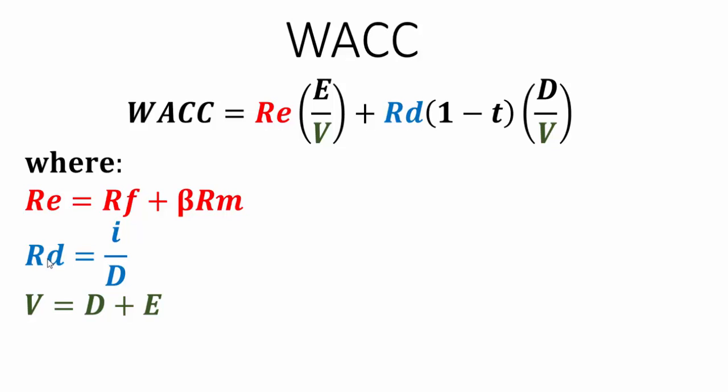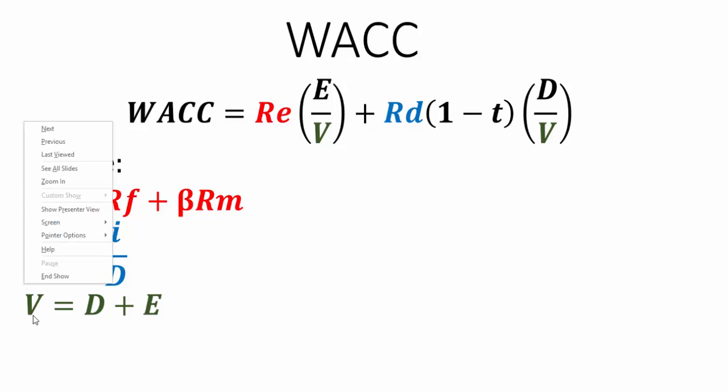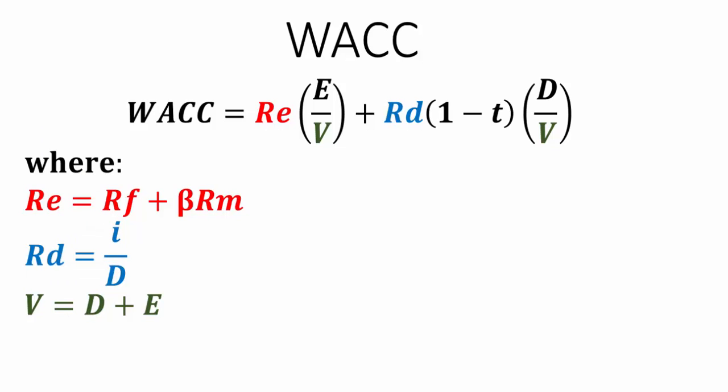Then the cost of debt is basically the interest rate you pay on your debt, or if you don't have the rate, it's the total interest paid divided by the total debt. Value is debt plus equity. Well, to construct it and to see the logic behind it, let's go to Excel.